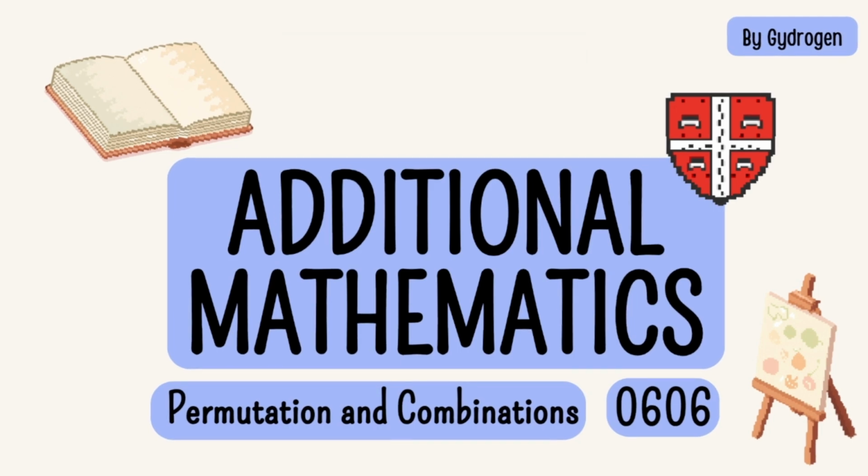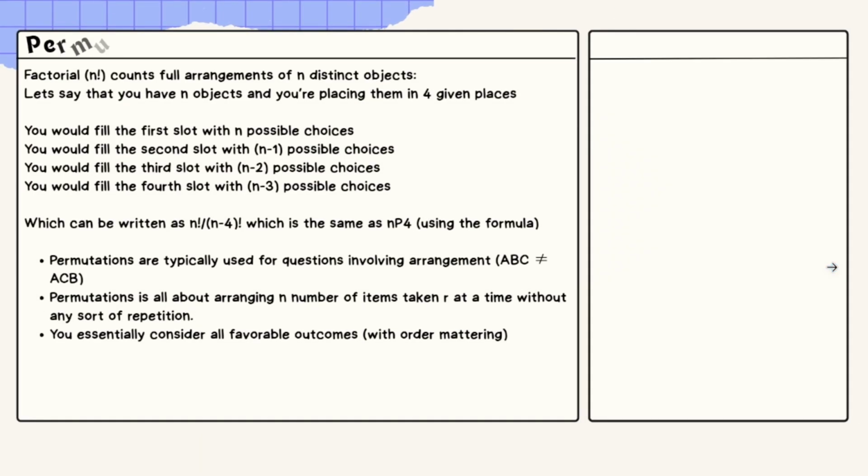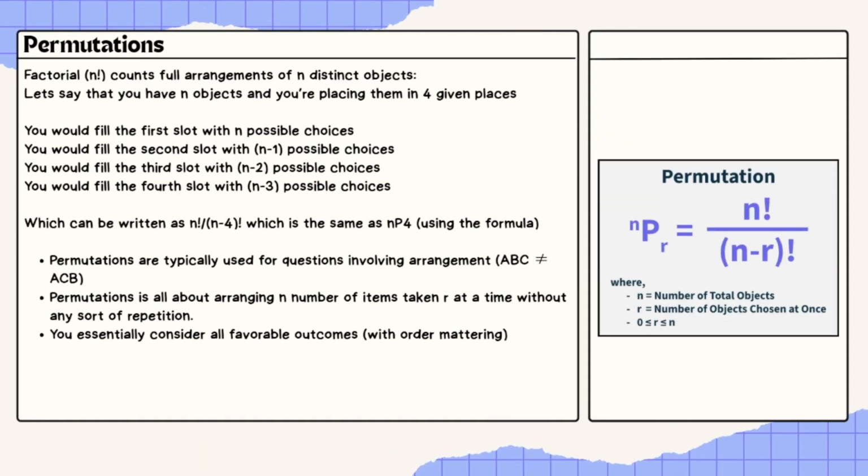Hello all, my name is Hydrogen and today we'll be covering permutation and combinations from additional mathematics 0606. So let's get started. Starting with permutations.